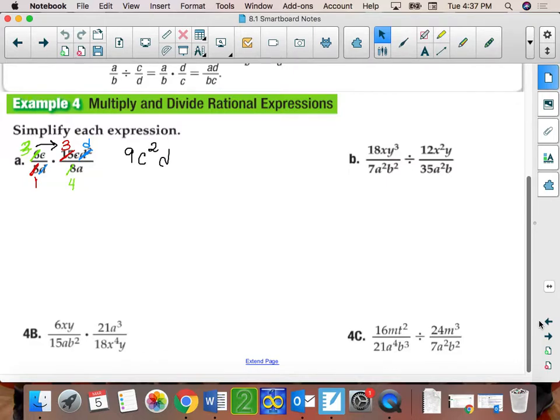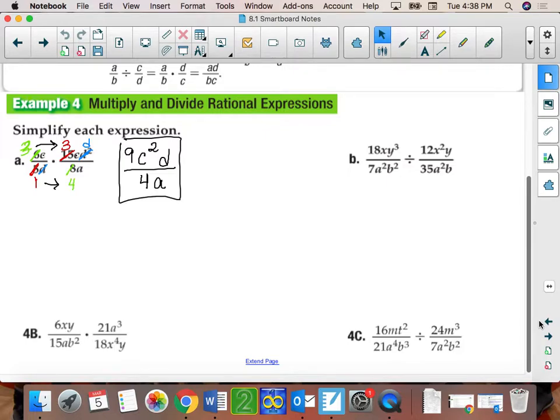then I have that D up there as well. And then on the bottom, I'm going to multiply and get a 4 and an A. And before you circle that answer, you can just double check and make sure that there isn't anything the same, top and bottom, that you could cancel. And if there is not, then you are finished and you can simplify.